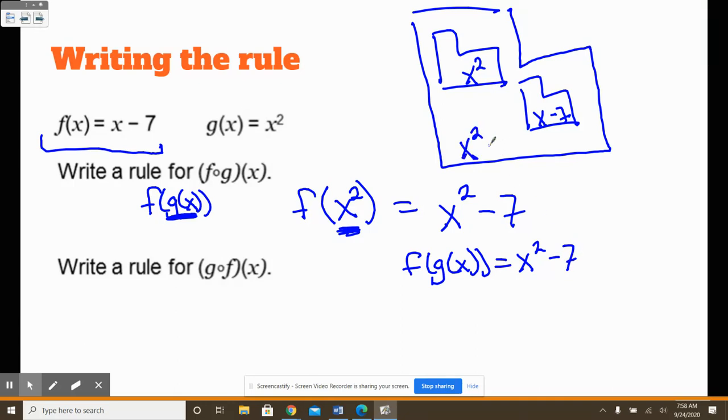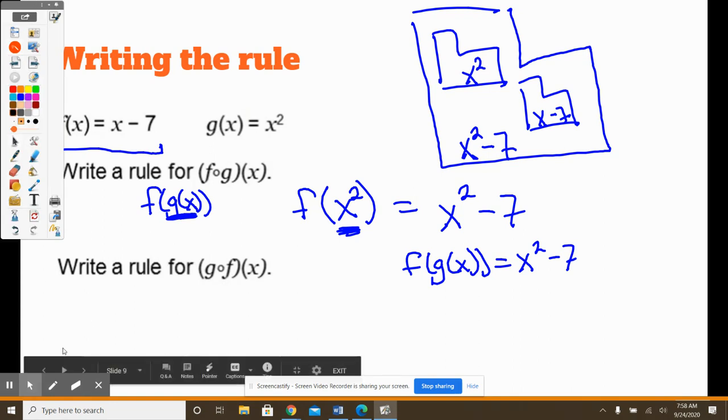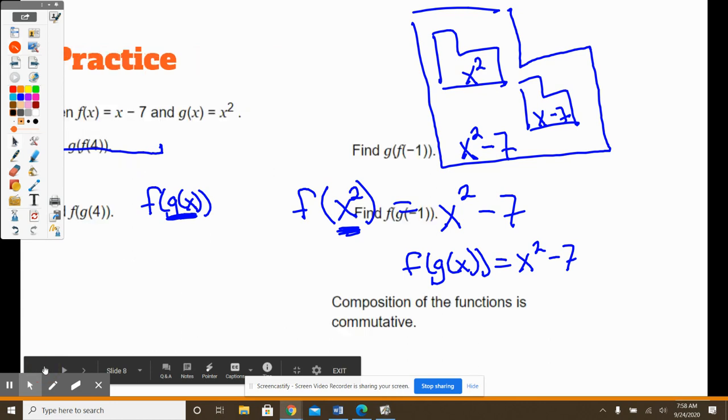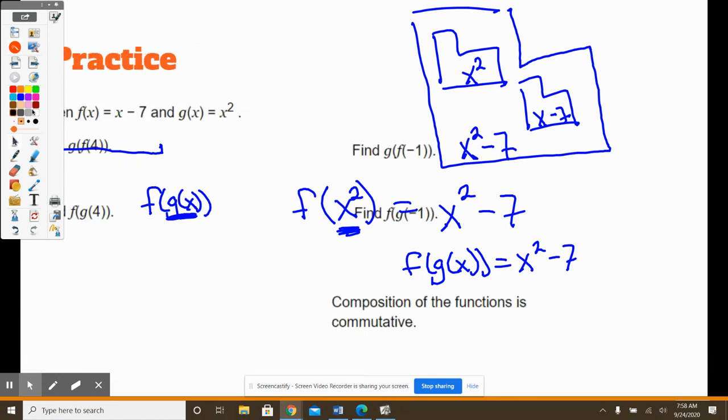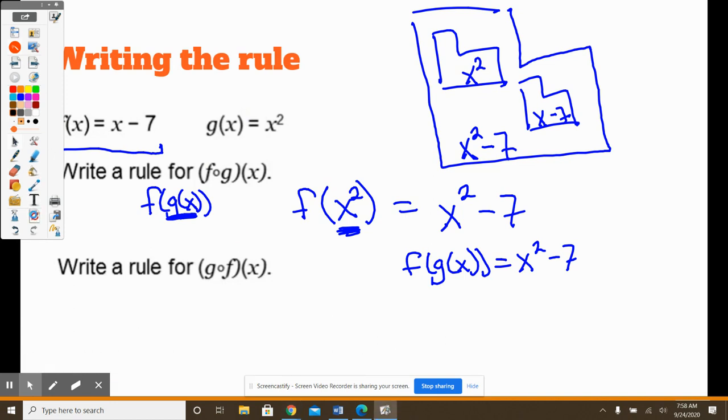And if we go back to our last page where it was the f of g, one was f of g of 4. Let's see if we can get there. 4 squared is 16. 16 minus 7 is 9. That's what we got. If you plug in negative 1, negative 1 squared is 1. 1 minus 7 is negative 6. And that is also what we got. So we were able to come up with a super rule as a shortcut.